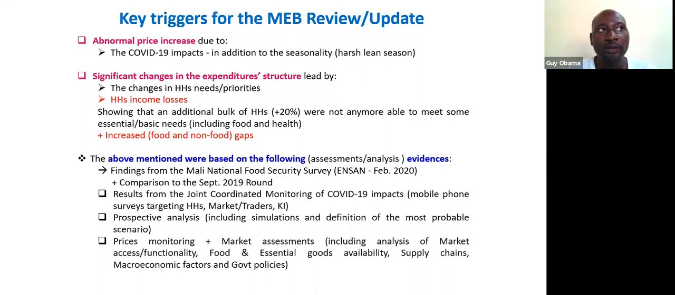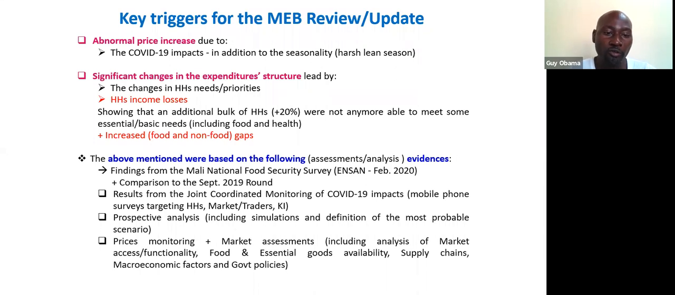The evidence we used was the NSAN, the National Food Security Survey, done two times per year, in September and also in February. Also, FAO, WFP, NGOs, the Food Security Cluster, and the Cash Working Group set up a joint coordinated monitoring system to look at the COVID impact. Part of this system included mobile phone surveys, market and traders surveys, and key informant surveys also.